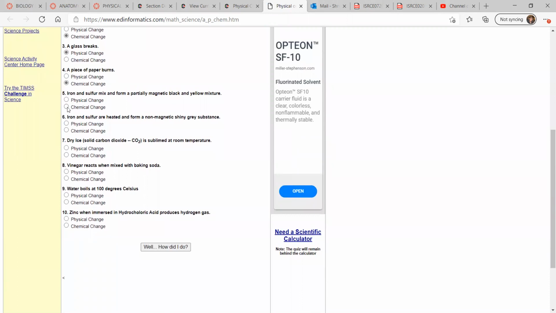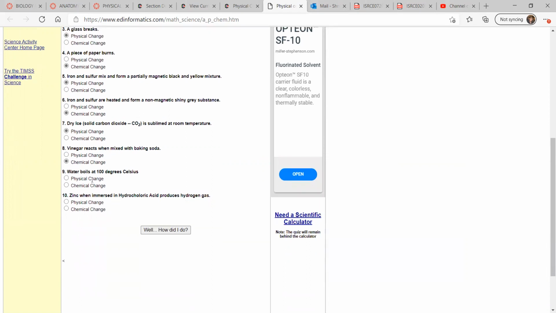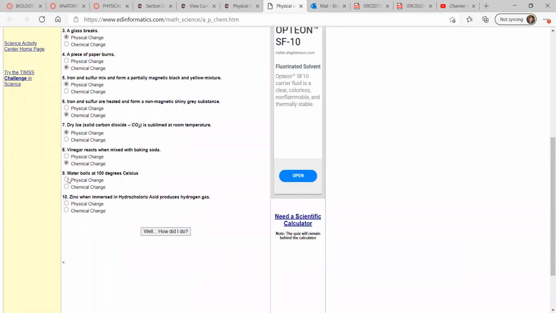I'm gonna go with... iron and sulfur are heated and form a non-metallic, oh, well, hold on. Maybe that's physical and that's chemical. So you have to think about what's actually going on. Dry ice, CO2, which is solid, is sublimed at room temperature. Vinegar reacts when mixing with baking soda, water boils. Zinc, when immersed in hydrochloric acid, produces hydrogen gas.